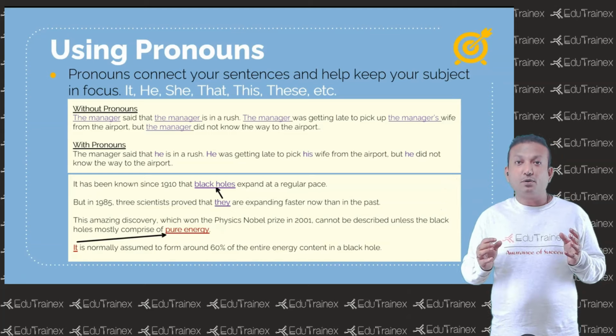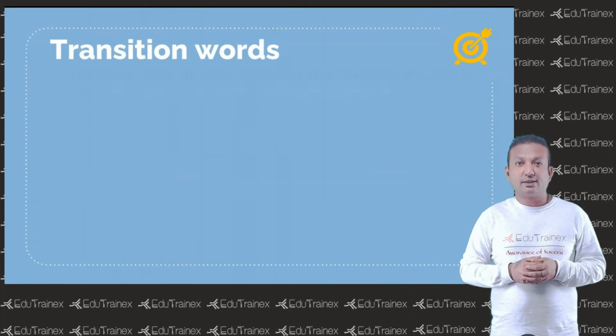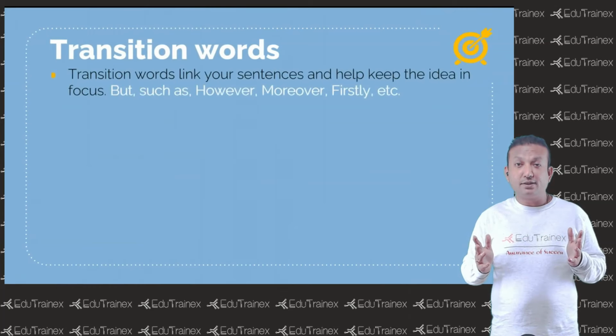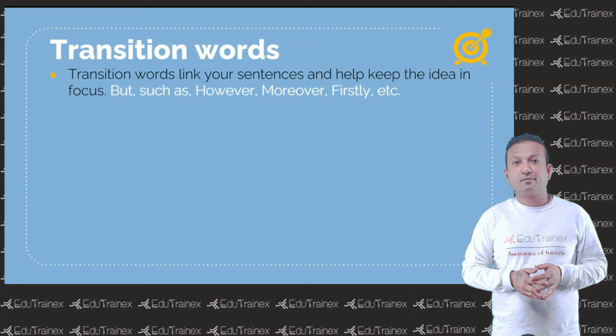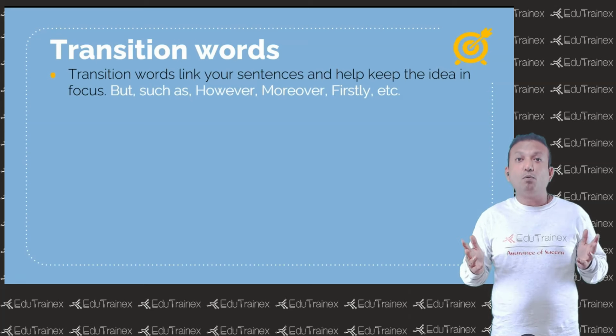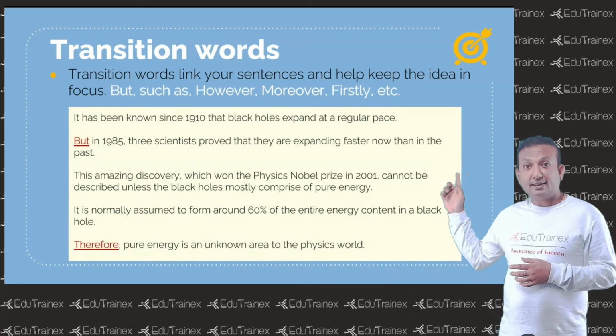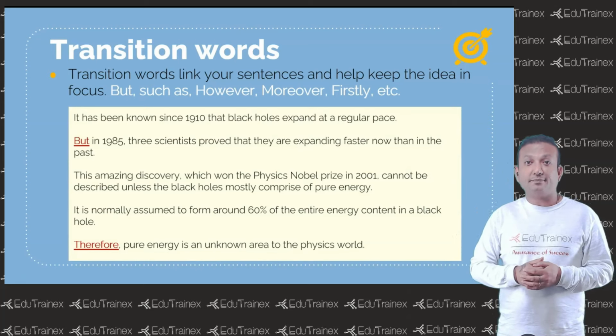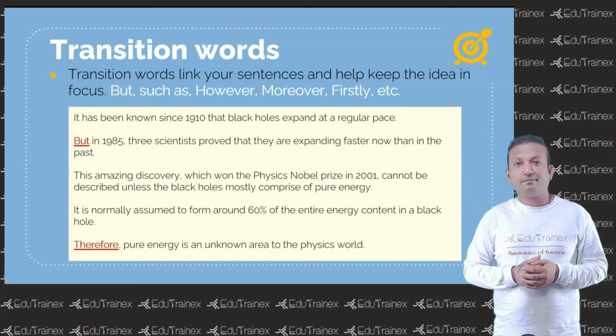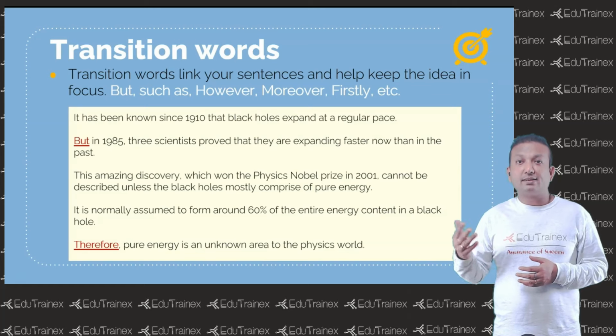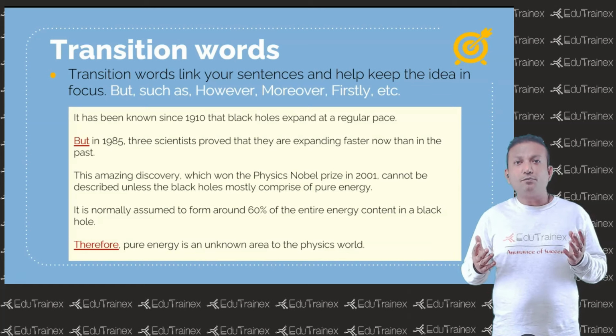Let's also explore the importance of transition words. They are also called as linking words and help the sentences to connect in a smooth manner. But, however, moreover, firstly are some of the examples. Now look at the paragraph and you can see that there are 2 transition words used here, but and therefore. Therefore, hence, thus, these words are often used to conclude. So definitely, the sentence will be our concluding sentence.